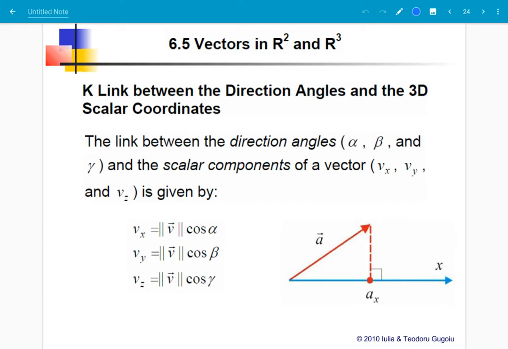The link between the direction angles and the 3D scalars is the cosine of the direction angle. Alpha is the angle between the x-axis and the vector, so the magnitude of the vector times the cosine of alpha gives you the x component. Similarly for the y and angle beta, and the z and angle gamma.